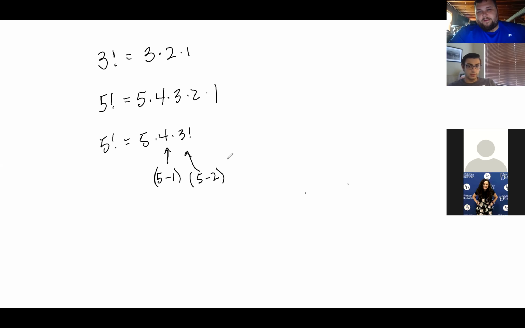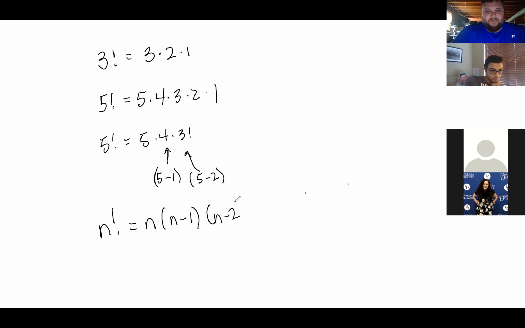So if I replace the original number by, say, some n, then I could do n factorial, and I could write that out. So that's going to be n times n minus 1 times n minus 2, and I can do this all day long. So I'll just stop there and say n minus 3 factorial.